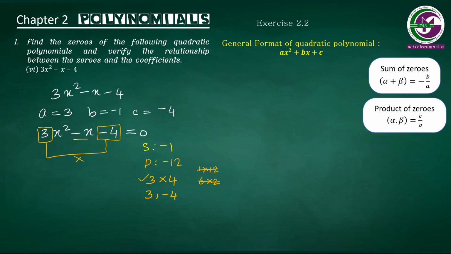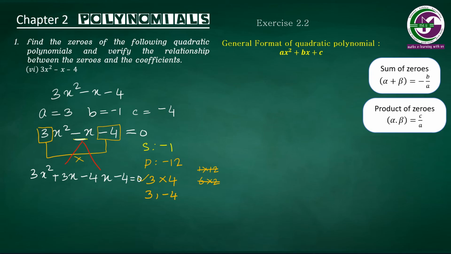Now we'll split the middle term using these two numbers. So the new equation will be 3x square plus 3x minus 4x minus 4 equal to 0. So we'll use these two numbers instead of the middle term. 3x minus 4x is minus x only, so no change.